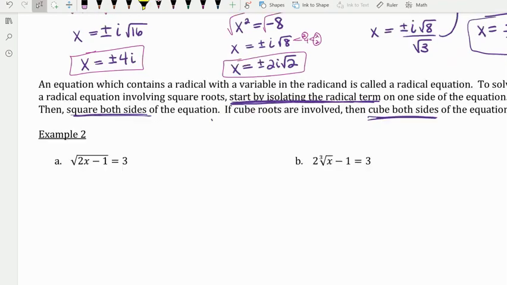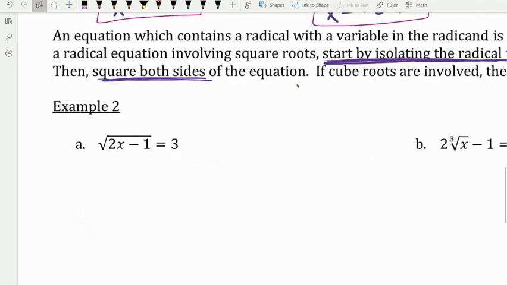So on our first example here, we've got radical 2x minus 1 equals 3. I'm looking at this radical part. Everything on this side of the equation is inside the radical. So that means that that radical is isolated on the left side of the equation. So then once we've got that isolated here, we've got our square root of 2x minus 1 equals 3. To get rid of the radical, I'm going to square that side of the equation. Remember, a radical and squaring something, those are inverse operations of each other. Now, if I square that side of the equation, I have to square the other side of the equation.